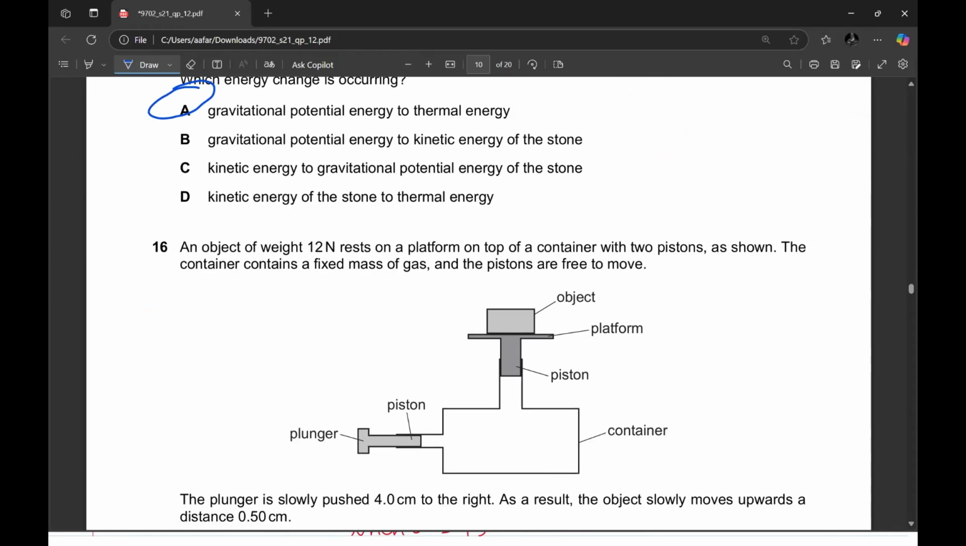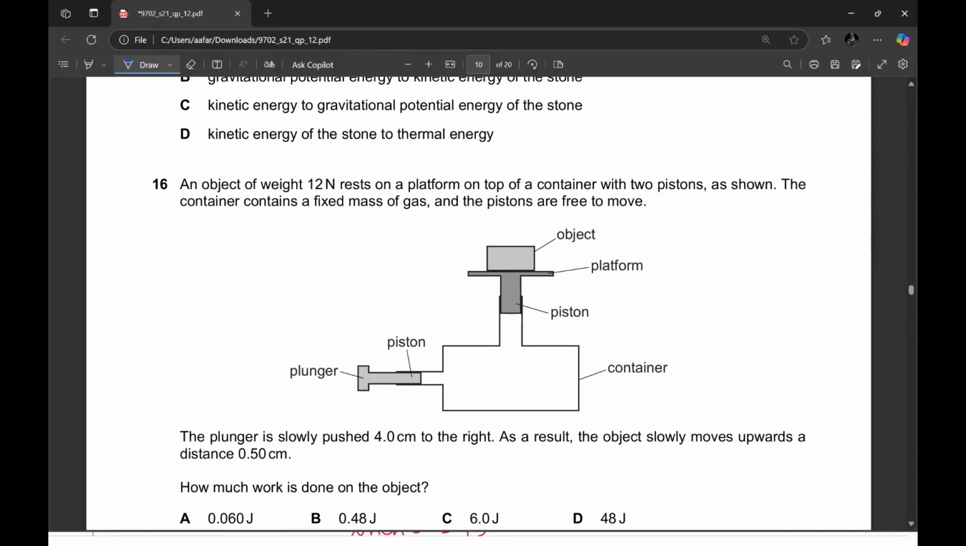An object of weight 12 Newton rests on a platform on top of a container with two pistons, as shown. The container contains a fixed mass of gas, and the pistons are free to move. The plunger is slowly pushed 4 centimeters to the right. As a result, the object slowly moves upward a distance of 0.5 centimeter. How much work is done on the object?